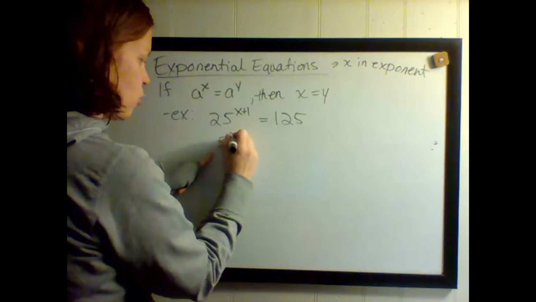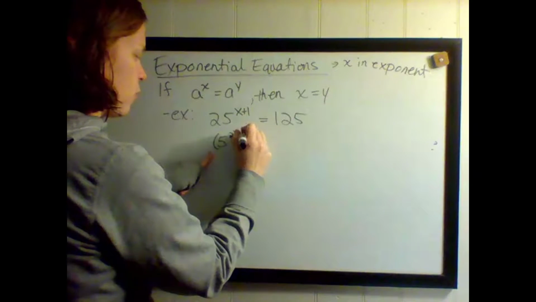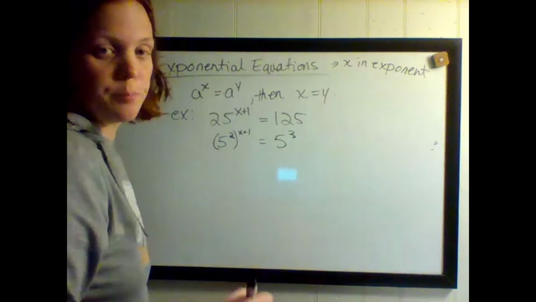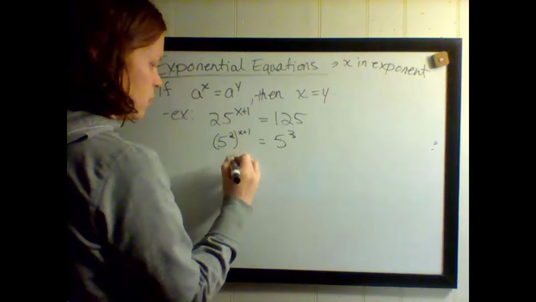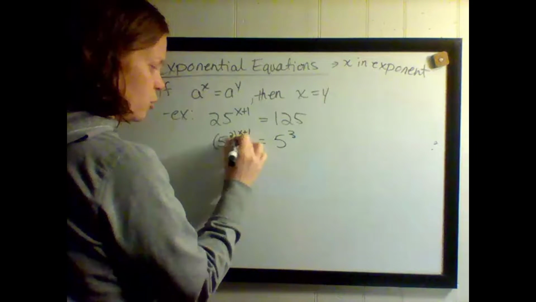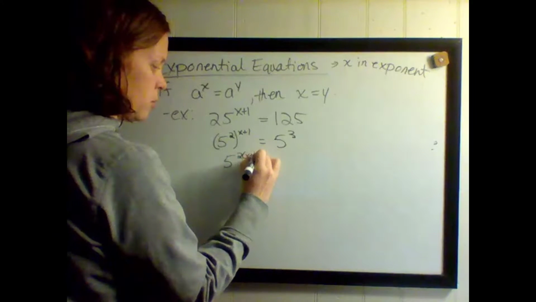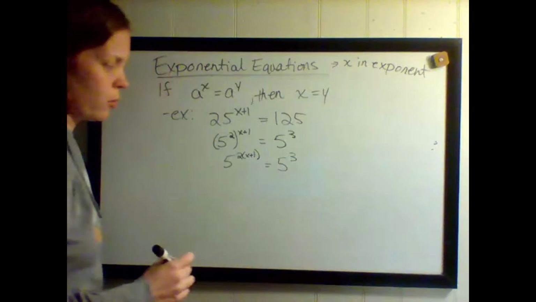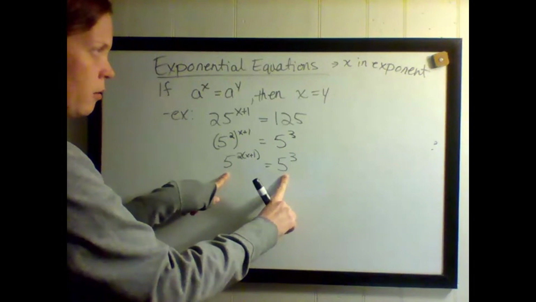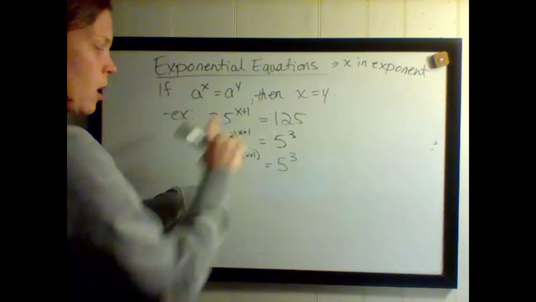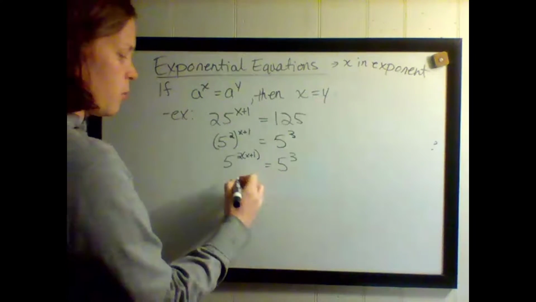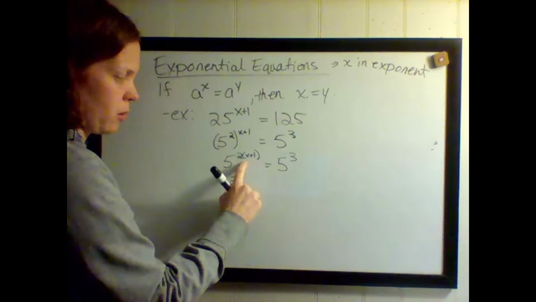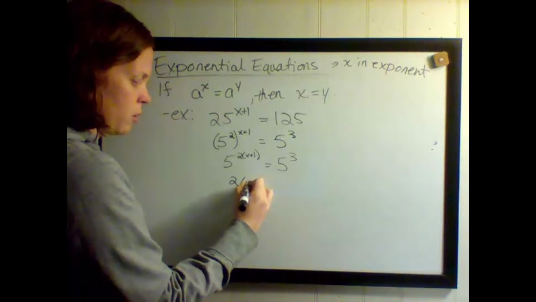Since 25 is 5 squared, this is 5 squared to the x plus 1. 125 is 5 to the third power. So let me clean this up a little bit. When you do an exponent to an exponent, they're multiplied. So this is 5 to the 2 times x plus 1 equals 5 to the third power. When we get the same base here, 5, then we can drop the bases and just solve for the exponents, because whatever power 5 is raised to, it's got to be equal to 5 to the third power.